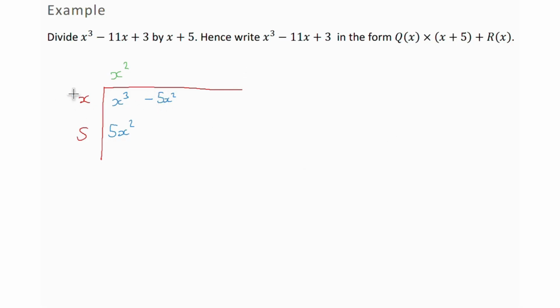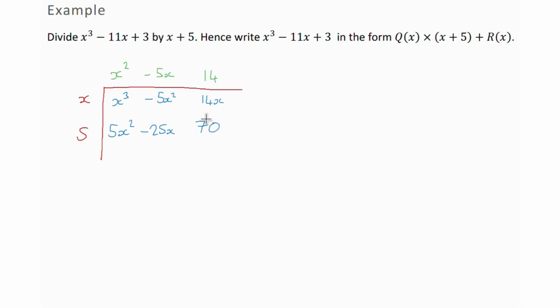If this is minus 5x squared and this is x, then I have to have minus 5x here. Minus 5x times 5 means this one here is going to be minus 25x, but I only have minus 11x. So if I've got minus 25x, but I want minus 11x, this one is going to have to be plus 14x. That means this number here is going to have to be 14. And 14 times 5 is 70. But 70 is not 3. So something's wrong here, and that's because there's a remainder.